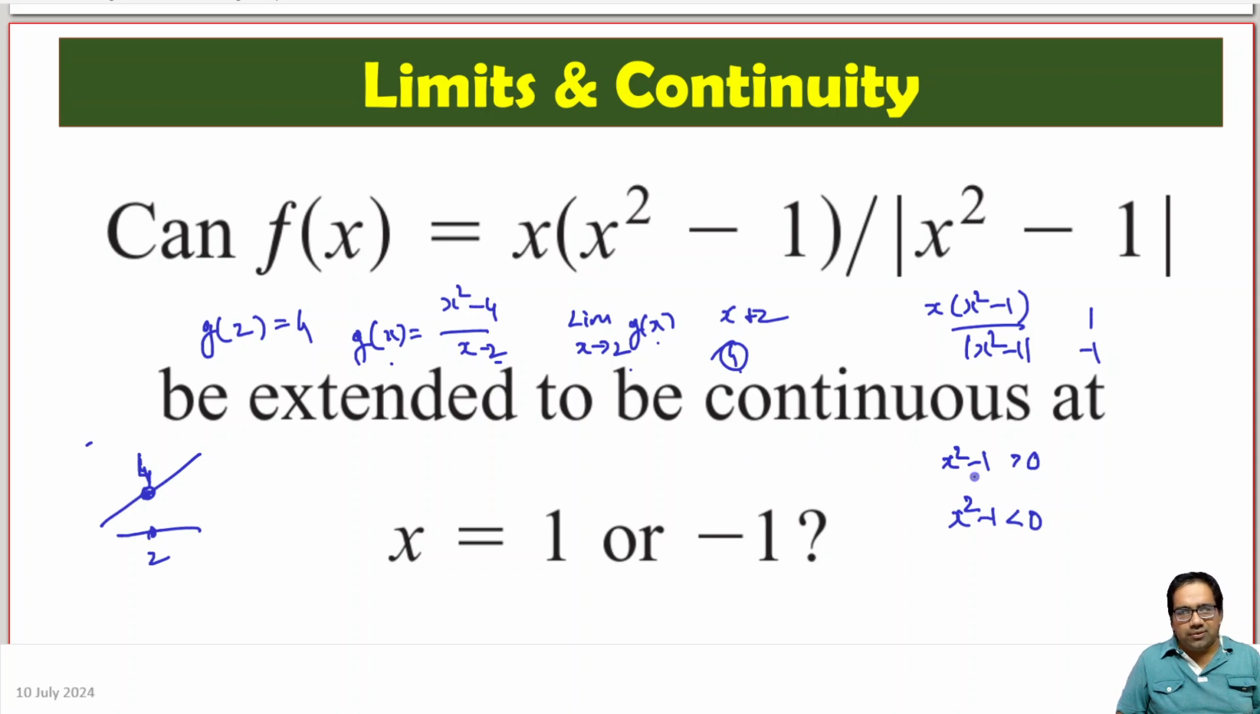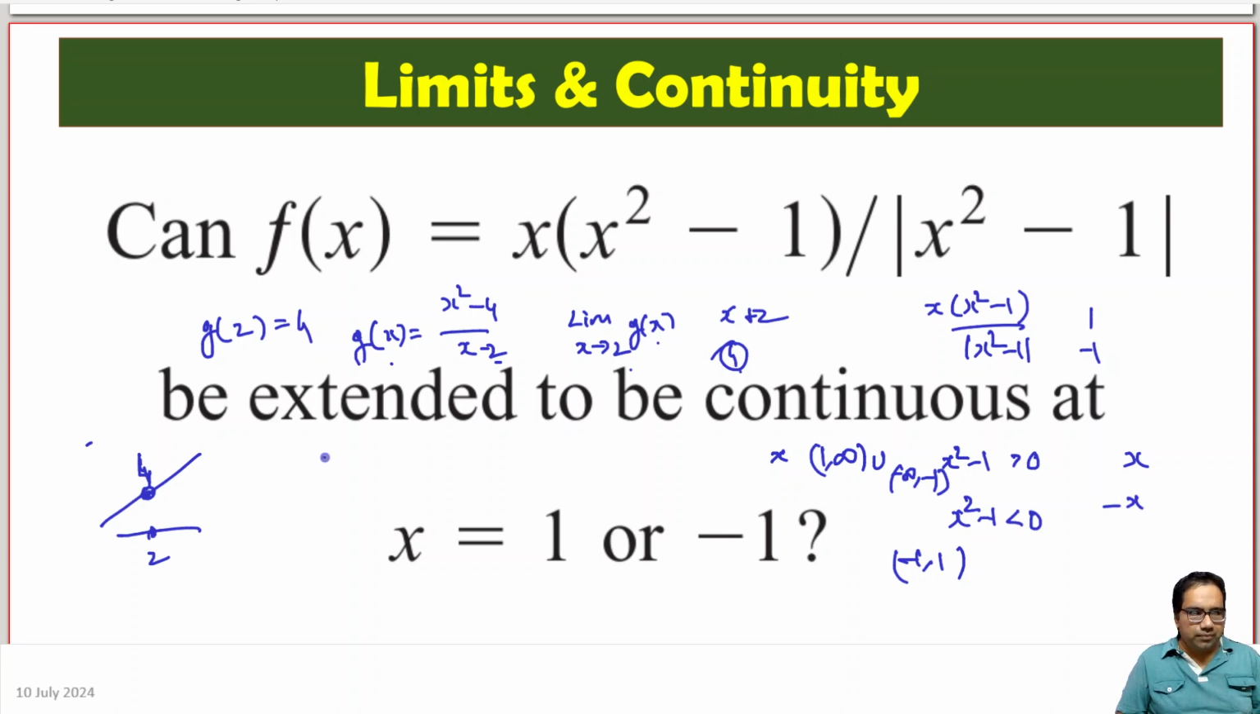What does that mean? x square minus 1 is greater than 0 when x belongs to 1 to infinity union minus infinity to minus 1. In this range, x square minus 1 is positive, so this function will change to x, because this by this is actually equal to 1. On the other case, when x is between minus 1 and 1, x square minus 1 would be less than 0. In that case, the ratio would be minus 1, because the absolute value of x square minus 1 is minus of x square minus 1. So this function becomes minus x.